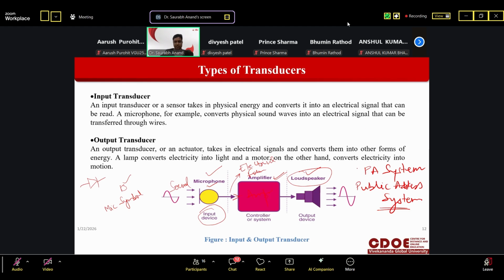Okay, so this is PA system in which we are using three devices: microphone, amplifier, and speaker. So this is the symbol of a speaker. So this is again sound. So we applied sound as input and we are getting sound as output, right? Between this, we have processed the signal and signal was in form of electrical and it was done by transducer, right? So have you understood what is input transducer, what is output?